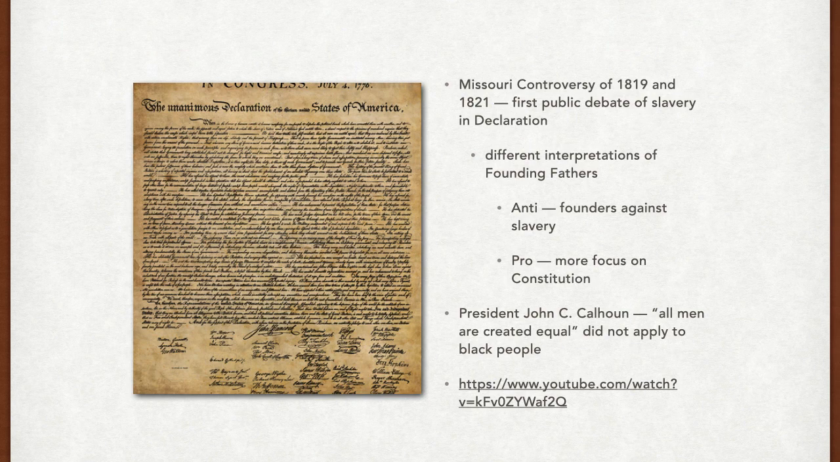So congressmen who were anti-slavery argued that the language of the Declaration of Independence indicated that the founding fathers were against slavery, and thus slavery should not extend to new states. On the other side, pro-slavery congressmen argued that the Declaration was not a part of the Constitution and thus was not relevant to the debate.